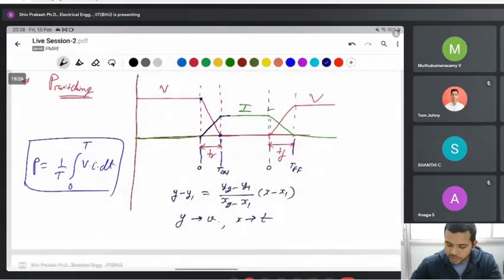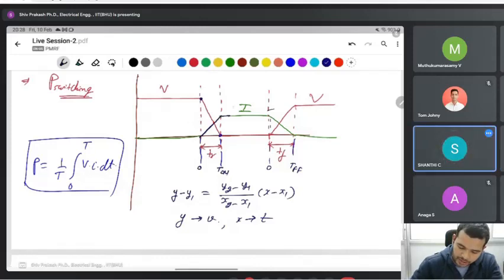I want to try to find a waveform equation for the calculation of power for any signal. That's why I took TR and TF like that. TR is taken from 0 to TR, I have taken 0 to T on, and TF is taken from 0 to T off. And find this expression for the voltage and current. After that, calculate the power. What is the power?